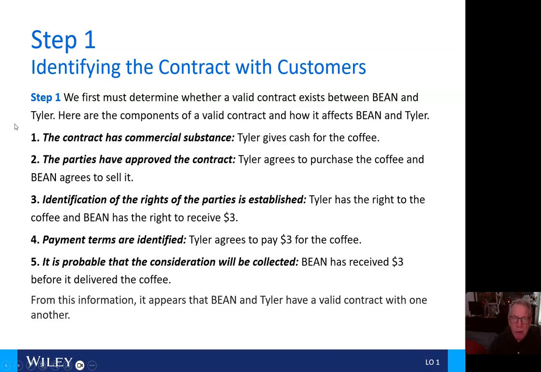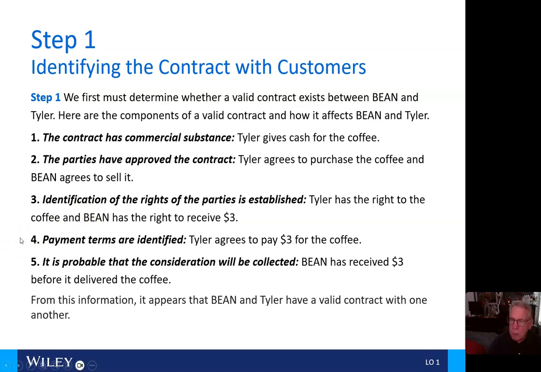Here are the components of a valid contract and how it affects Bean and Tyler. Number one, the contract has commercial substance. Tyler gives cash for the coffee. Number two, the parties have approved the contract. Tyler agrees to purchase the coffee and Bean agrees to sell it. Number three, identification of the rights of the parties is established. Tyler has the right to the coffee and Bean has the right to receive $3.